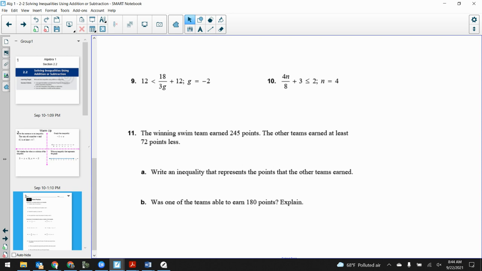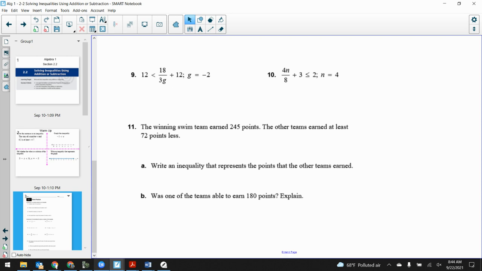So it says the winning swim team earned 245 points. The other teams earned at least 72 points less. Now, this "at least 72 points less" is kind of confusing. What is the inequality? Is it less? Is it more? Is it greater than? Is it least? What is it? Well, here's the way I think of this problem. If X is the amount the other teams earn, right?